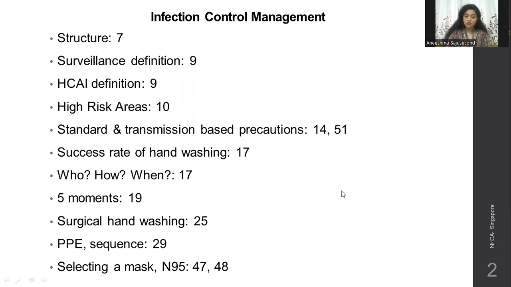PPE, as I mentioned, the sequence of donning the PPE and removing the PPE is on page number 29. Selecting a mask, on which occasion, in which circumstance you will choose which kind of mask. N95 and N99 and surgical mask, a table is given. Be thorough with that table. And the next page, you will find the N95 mask on page number 48, an entire paragraph and a few points about the N95 mask are given. Read that properly.